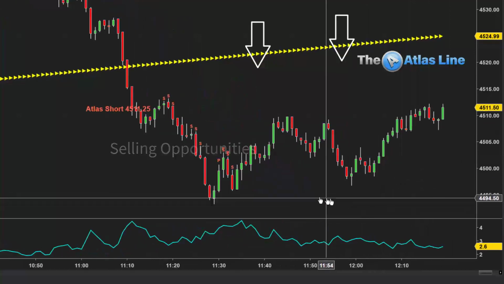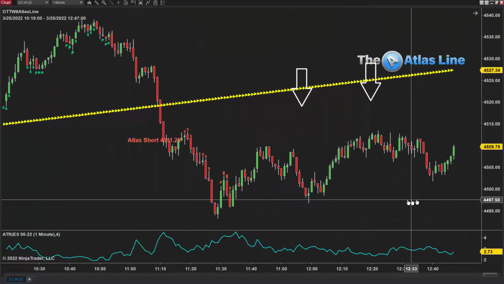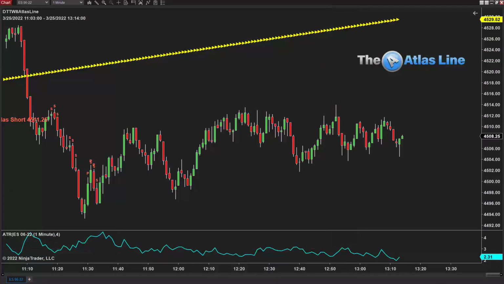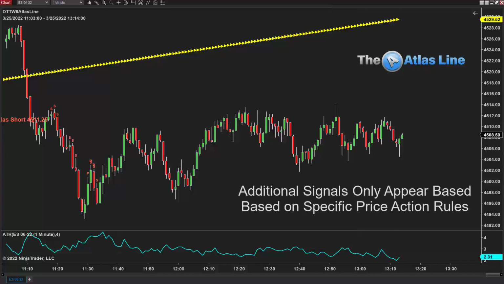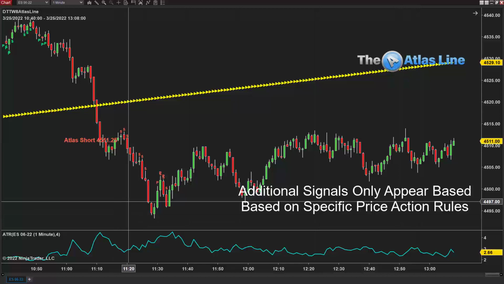Now, if we continue to where we are right now, there are no other signals at the moment. The market is going sideways, it's going flat. It doesn't mean that you can't trade, maybe using the Trade Scalper or another method called the blueprint, or maybe even the roadmap. But for the Atlas line, we only have these signals here to go short.